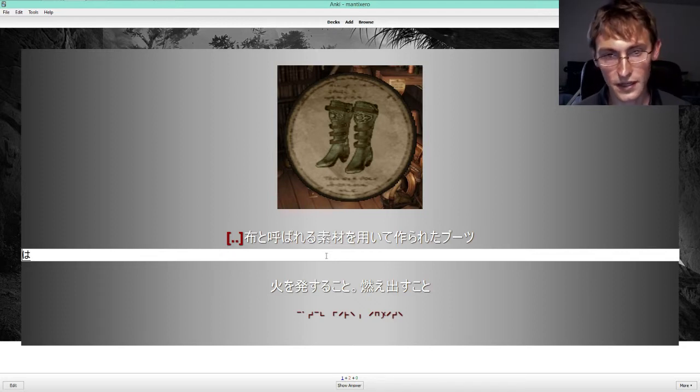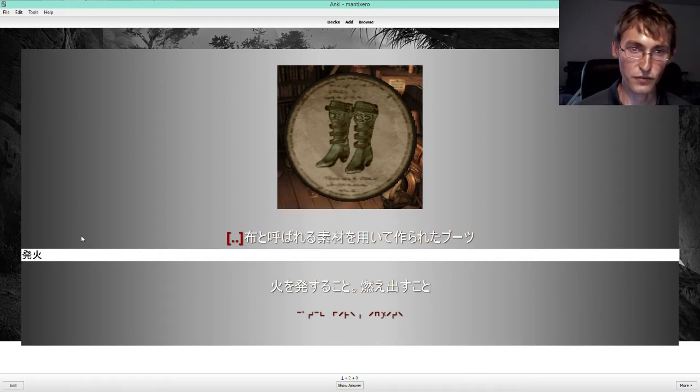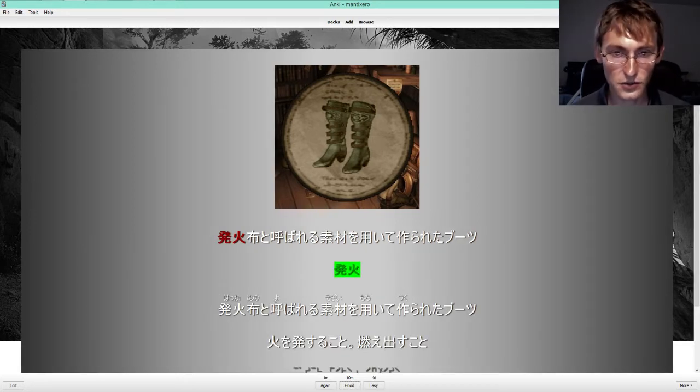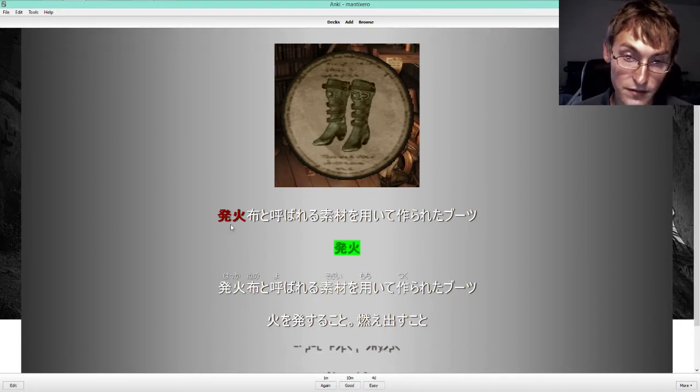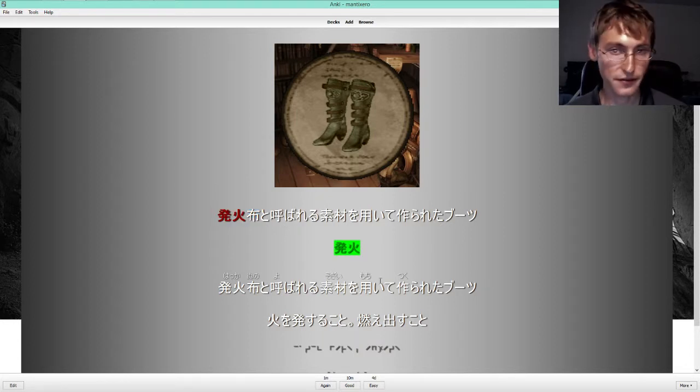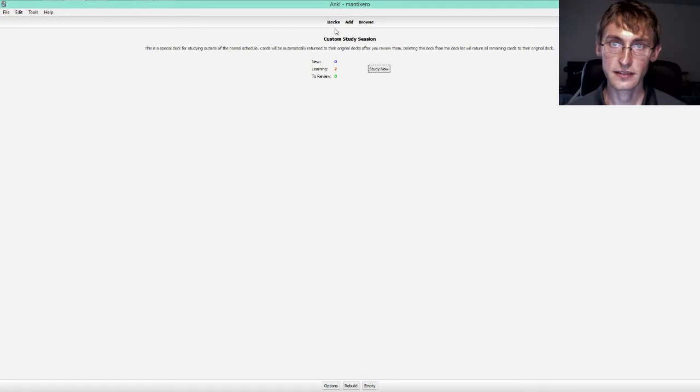I think it's hakka. So you'll see hasuru, to dispatch, and then hi, dispatching fire. 発火布と呼ばれる素材を用いて作られたブーツ. So, fabric that catches fire. I don't know if I'll ever use that, but I know it for now, so I'm going to say that's easy.